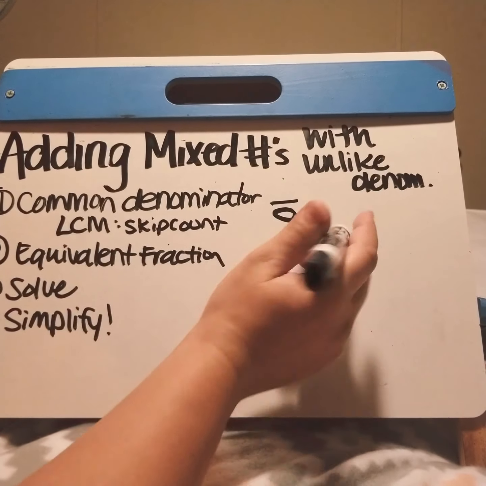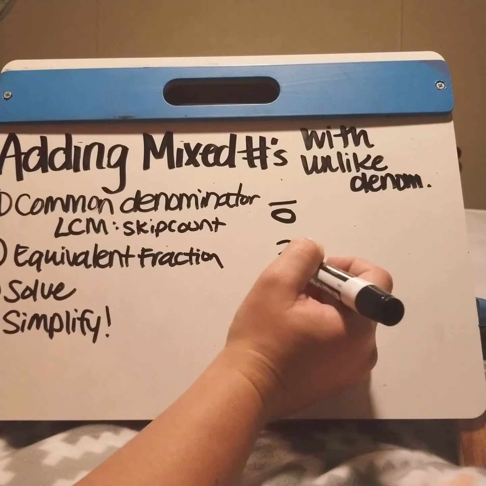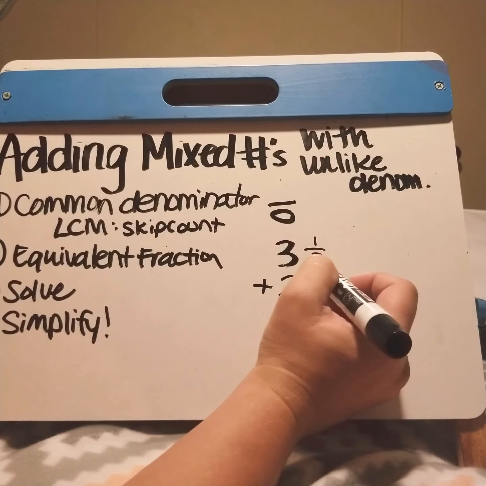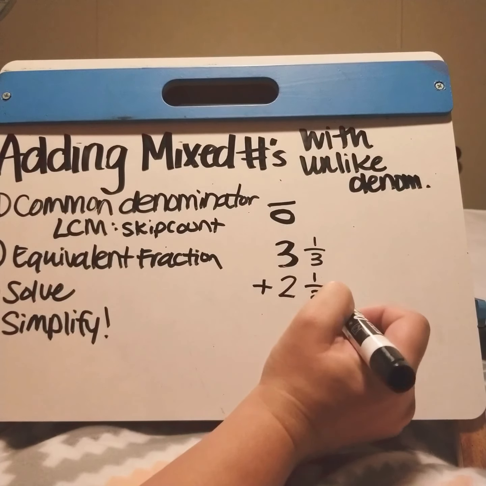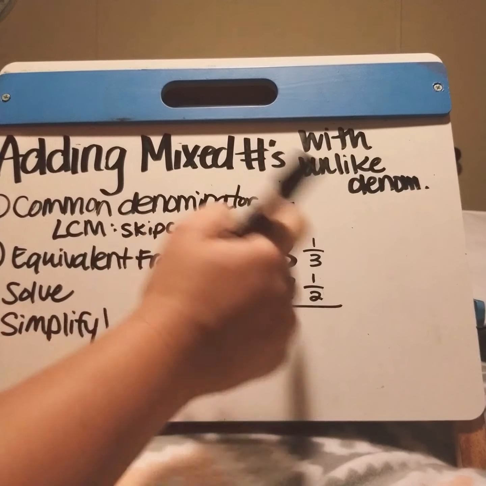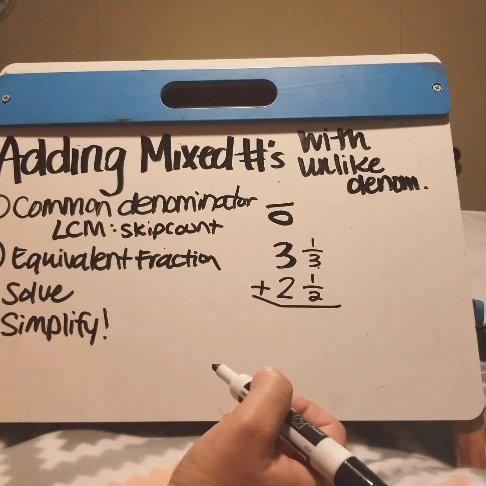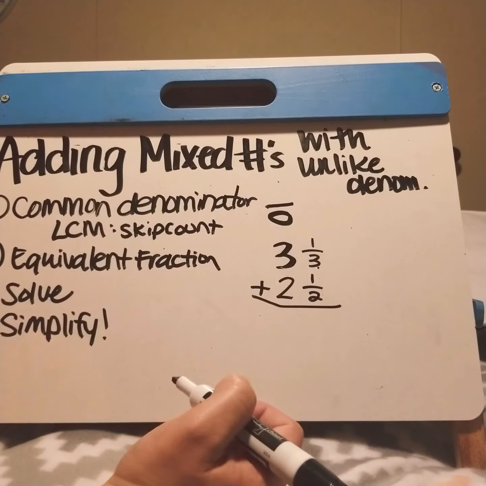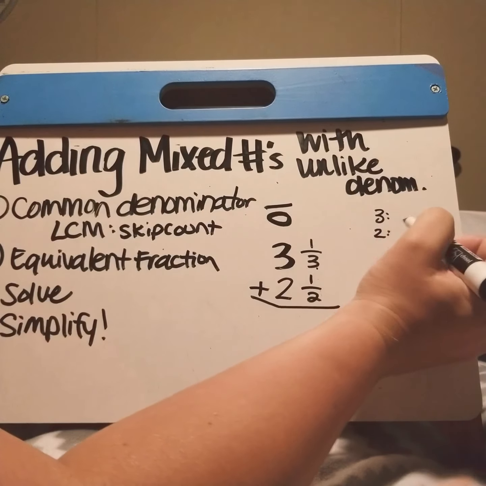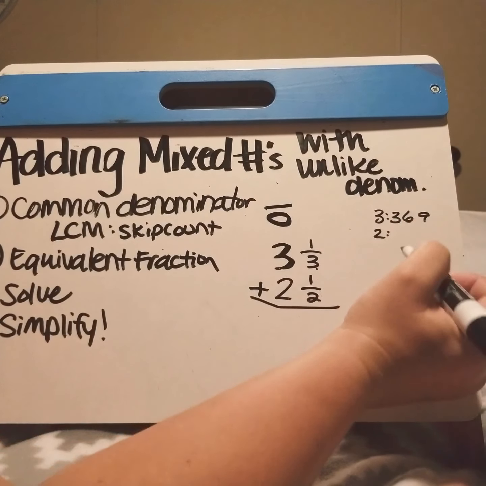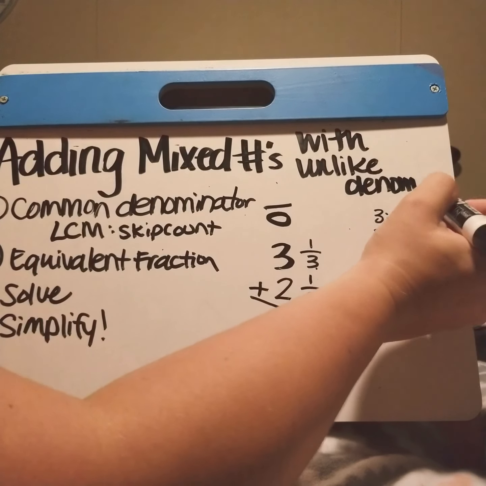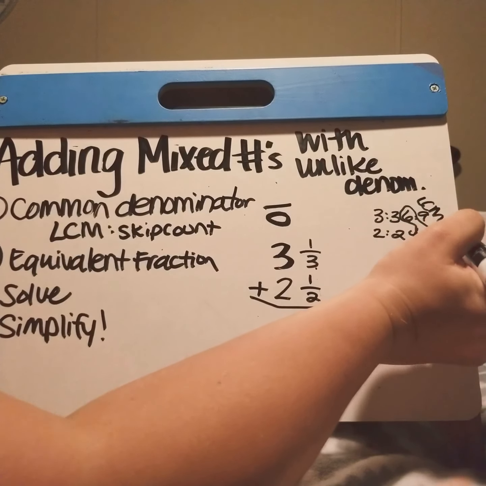If we were going to use the problem 3 1/3 plus 2 1/2, we need a common denominator. Denominator is the number on the bottom, so I have 3 and 2. Those are not common, so I'm going to skip count those denominators until I find something common. So 3, 6, 9, and 2, 4, 6. I notice that 6 is common, so my LCM equals 6.